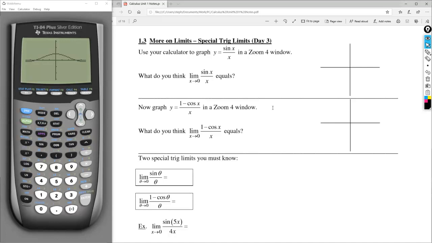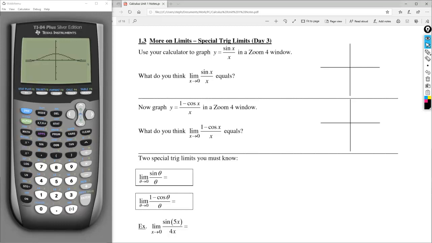Hi everyone, we are learning about two special trig limits today, which are pretty important. They come up quite often, and it's just way easier if you can remember this. So our first is sine of x over x, right? So in your calculator, go ahead and graph that in a Zoom 4 window. I think it's easiest to see, or Zoom trig, I guess, so that's Zoom 7, I believe. If you graph this, you'll end up with a kind of sine wave looking thing, but not quite.